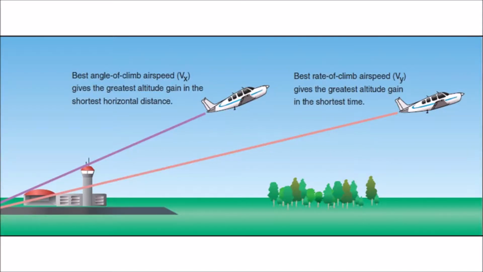VSO is also the stalling speed, but it is the minimum speed at which the airplane is controllable in the landing configuration, at the most forward center of gravity. Vx is the best angle of climb speed. Vx is the speed which results in the greatest gain of altitude in a given horizontal distance. Vy is the best rate of climb speed. Vy is the speed which results in the greatest gain in altitude in a given time.